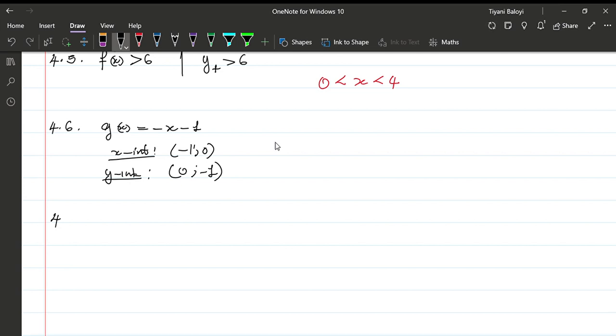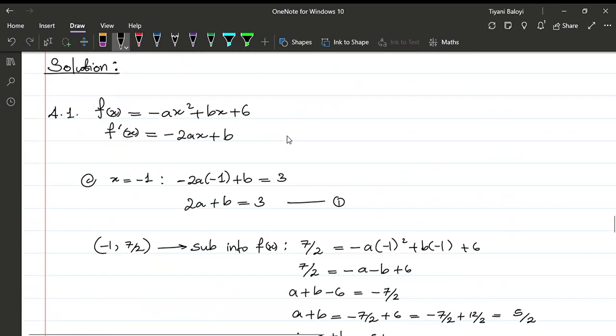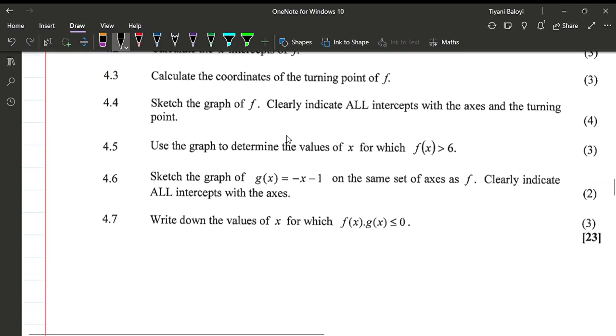So 4.7 wants us to, what is it? Oh yeah, clearly indicate all intercepts with the x-axis. Is it not the intersections? They didn't say anything about it, and then we have 2 marks for x-intercept, y-intercept, and the graph.